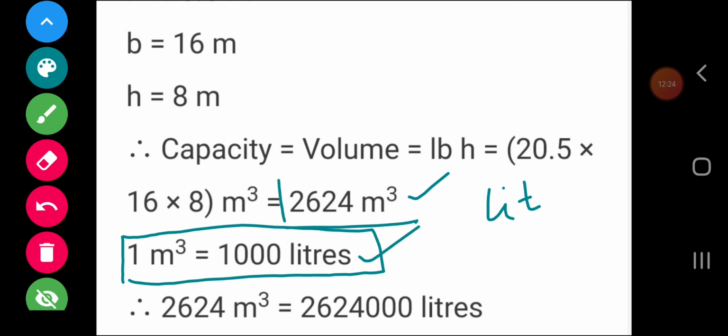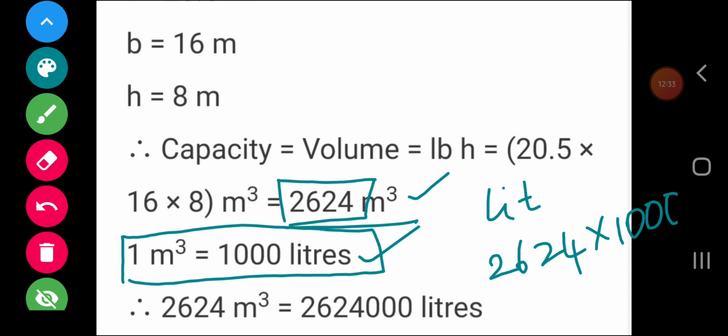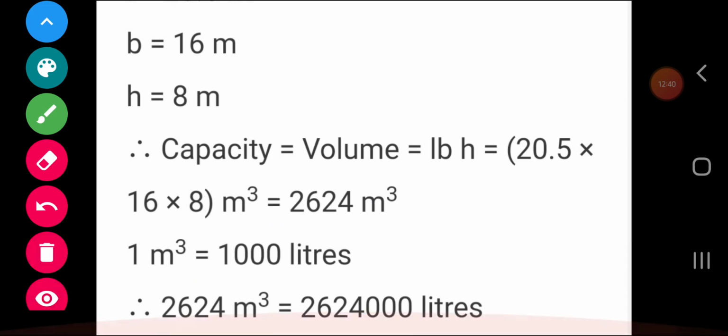Here 2624 meter cube is equal to 2624, we have to multiply with 1000. So it is 2,624,000 liters. This is our required final answer.